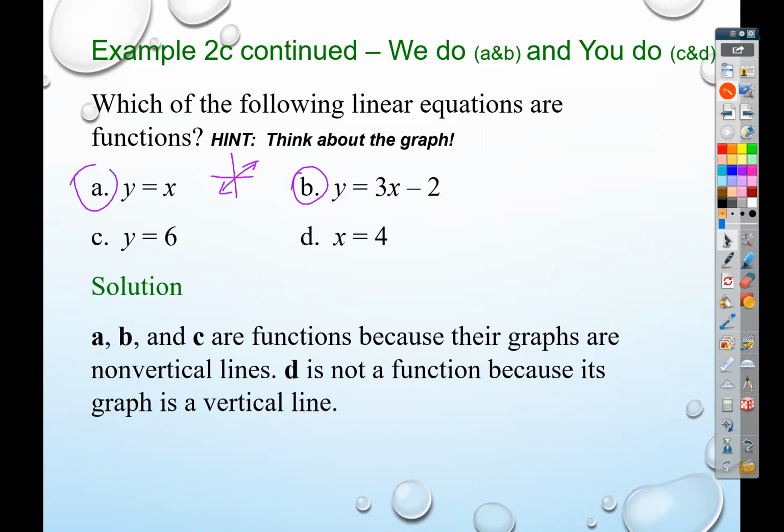And the answer is A, B, and C are functions because their graphs are non-vertical lines. D is not a function because it is a vertical line.